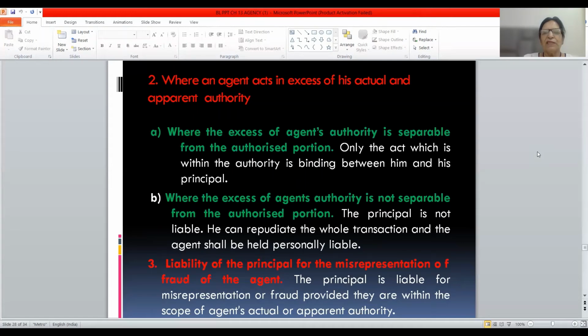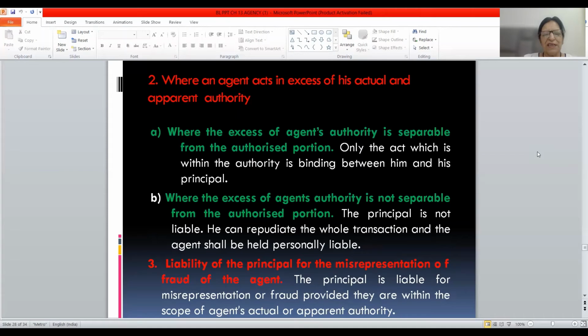Where the excess of the agent's authority is not separable from the authorized portion, then in that case, friends, the whole transaction the principal can cancel. The agent shall be held personally liable because both are not separable, or non-separable.